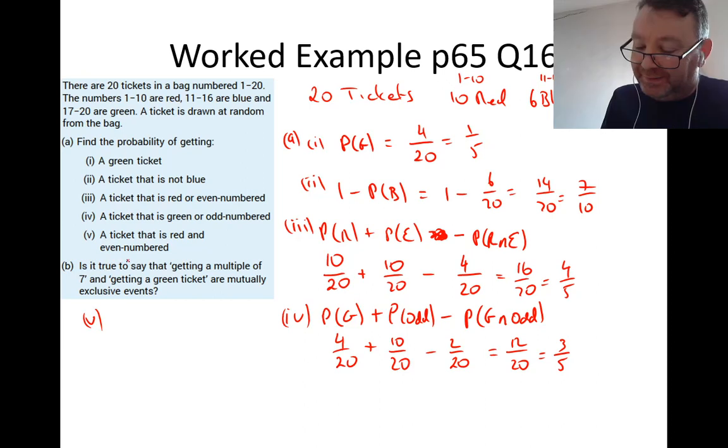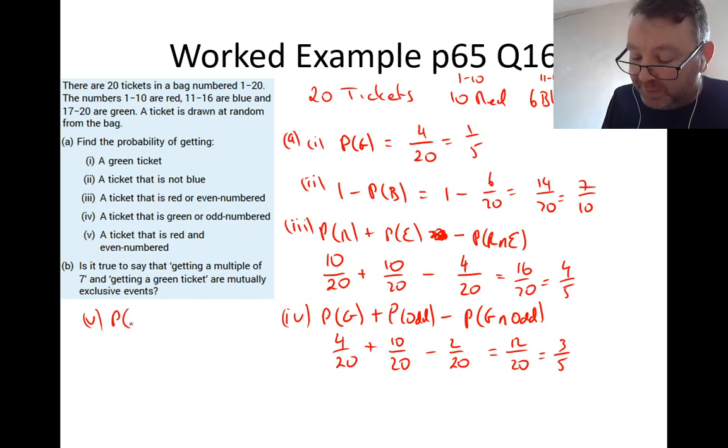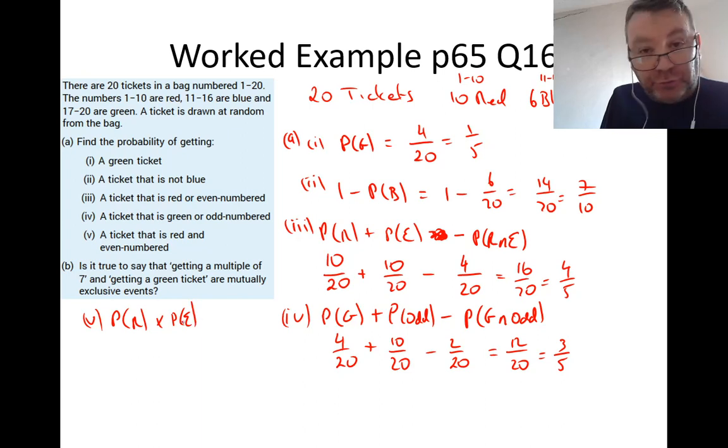A ticket that is red and even numbered. Now, do you notice the difference here? Red and. For and, it's the intersection. The intersection means multiplication, no conditions. You just work out the probability of red and you work out the probability of even and you just multiply them. There's nothing to worry about. For the and rule, it's simple. You just multiply the two probabilities.